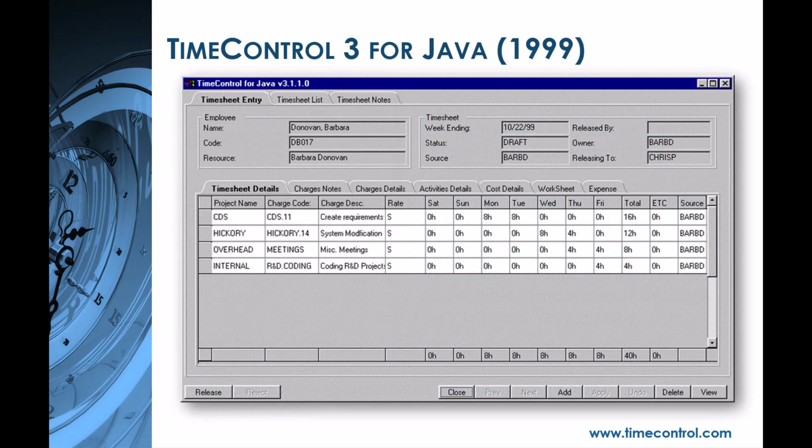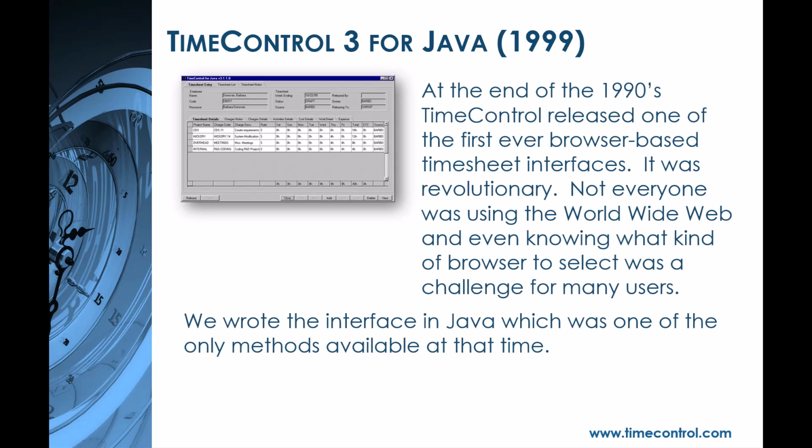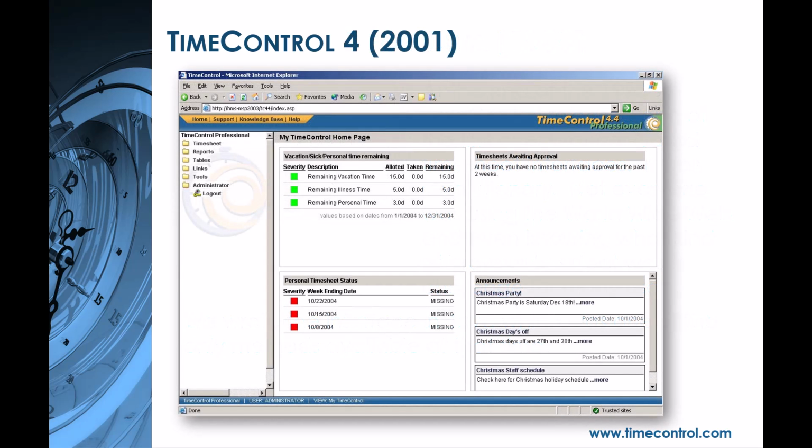Right near the end of the 90s, still based on TimeControl 3, we released for a short time TimeControl 3 for Java. This quickly became part of TimeControl 4. This is one of the first web-based or browser-based interfaces anywhere in the world by any vendor. So it was quite new for us. It lasted in the product for quite a while, and Java was the way to write it. It was really the only language available to us that would allow us to put out that kind of browser-based control.